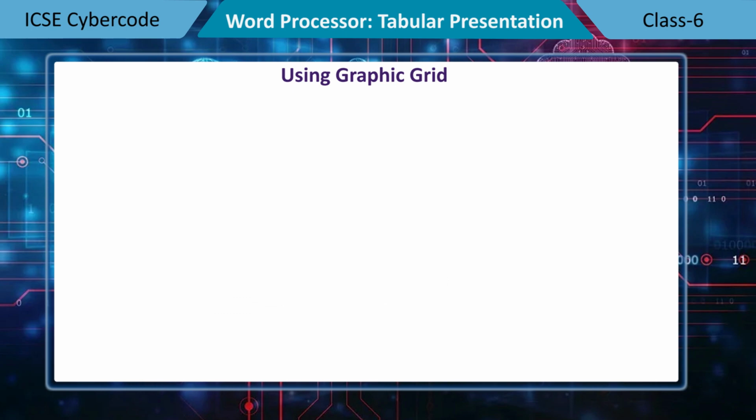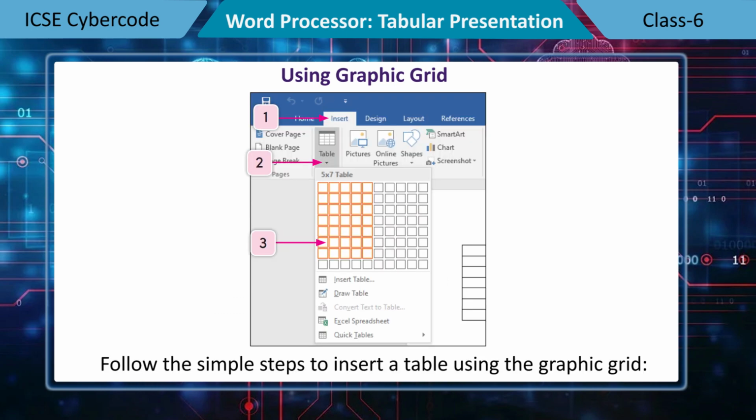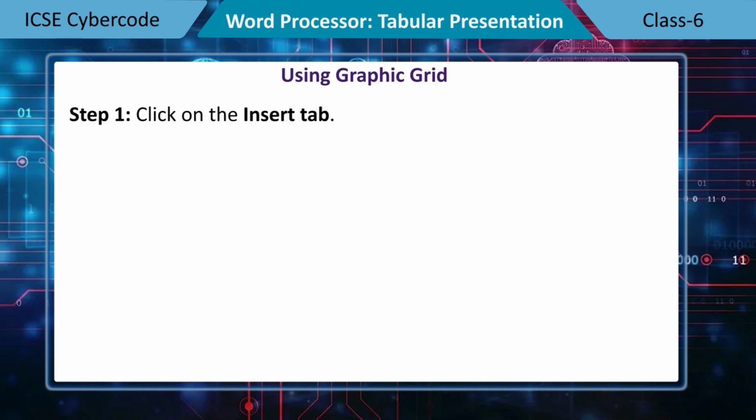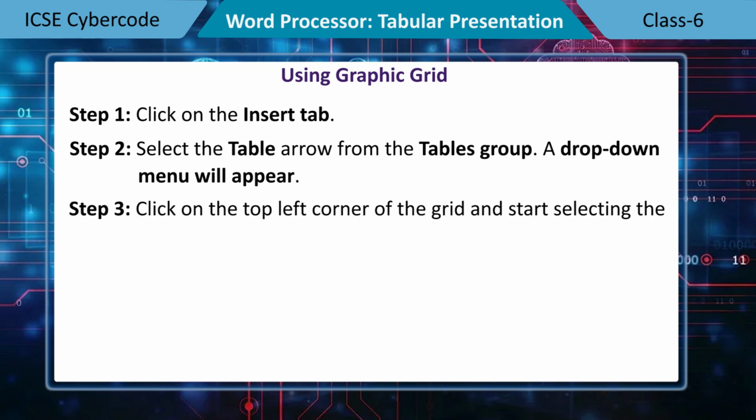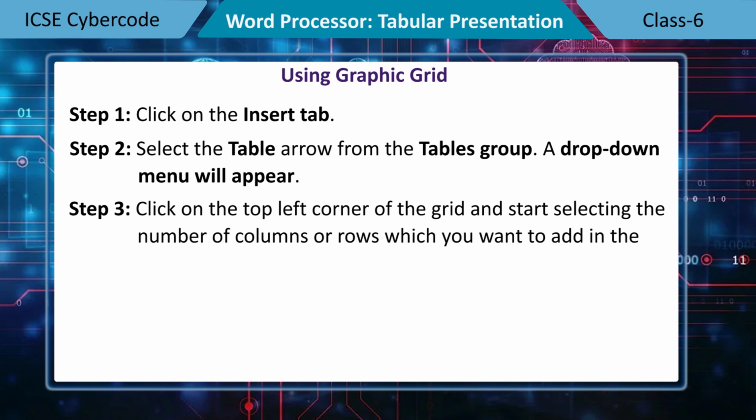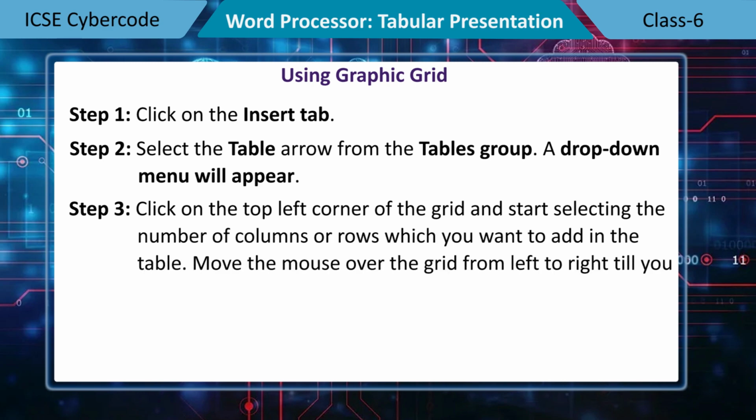Using graphic grid. Follow the simple steps to insert a table using the graphic grid. Step 1. Click on the Insert tab. Step 2. Select the table arrow from the Tables group. A drop-down menu will appear. Step 3. Click on the top left corner of the grid and start selecting the number of columns or rows which you want to add in the table.